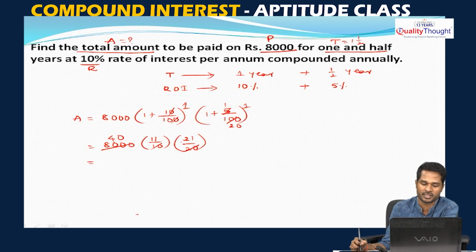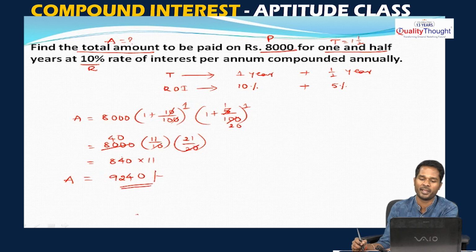Now we will calculate 40 21s, which is 4 ones are 4, 4 2s are 8 and 0. So 21 4s are 84 and write that 0. That means 21 40s are 840, into this 11. So this is 1100, 11 4s are 44, 11 8s are 88 plus 4, 92. So this is nothing but the total amount. So the total amount to be paid is 9240.